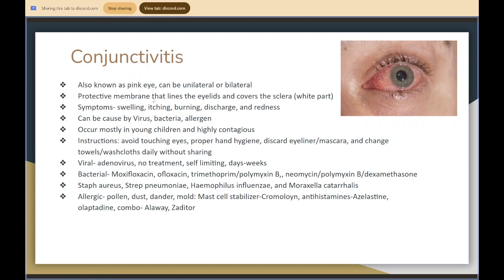Last but not least, we have allergic causes: pollen, dust, dander, or mold. And then, of course, not limited to, you may come in contact with something with your hands, touch your eye, and it may cause an allergic reaction. We can use mast cell stabilizers. Cromolyn is well known. Antihistamines, azelastine or olopatadine. Olopatadine, brand name is Pataday. I believe Pataday is now both over the counter and prescription. And then combo of a mast cell stabilizer and antihistamines. Two brand names are Alaway and Zaditor.